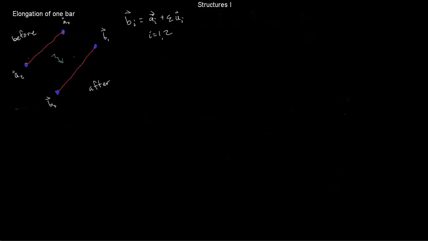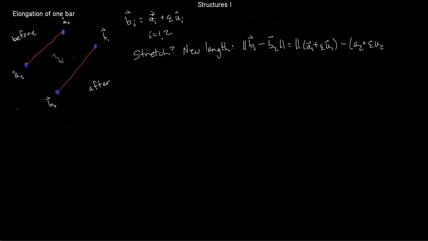Okay, so I've just transferred the same picture that we had on the last frame. I'm moving one bar from positions with nodes at positions A1 and A2 to positions B1 and B2, and I've got a formula for B1 and B2. I'm trying to compute how much the bar stretches after I do this. Well, the new length is just the norm of the difference between the vectors giving me the 2 endpoints, so that's just the norm of B1 minus B2. I have a formula for B1 and B2. Let's just substitute and write it out. So B1 is A1 plus epsilon U1, and B2 is A2 plus epsilon U2.